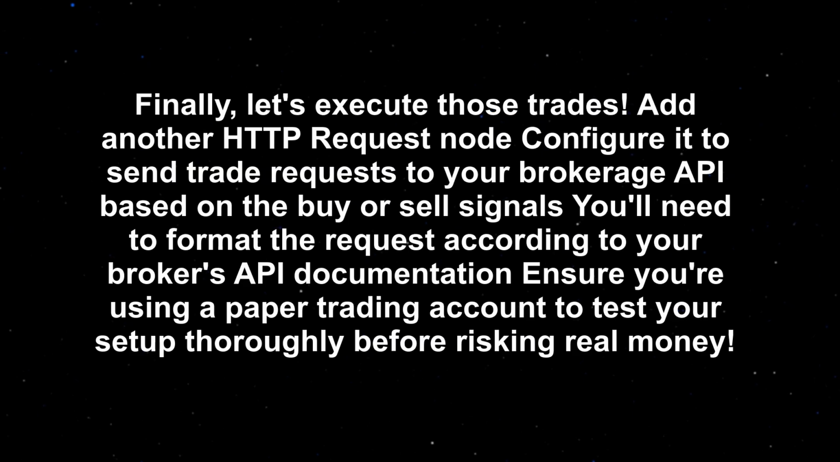Finally, let's execute those trades. Add another HTTP request node. Configure it to send trade requests to your brokerage API based on the buy or sell signals. We'll need to format the request according to your broker's API documentation. Ensure you're using a paper trading account to test your setup thoroughly before risking real money.